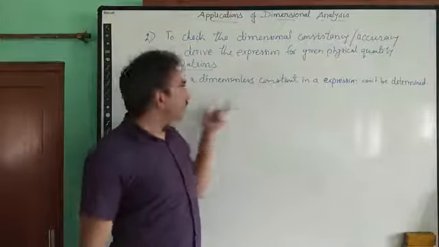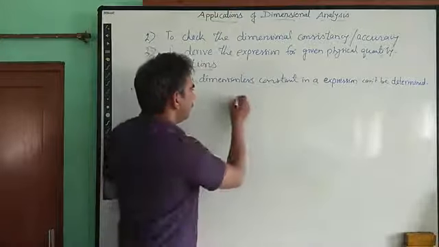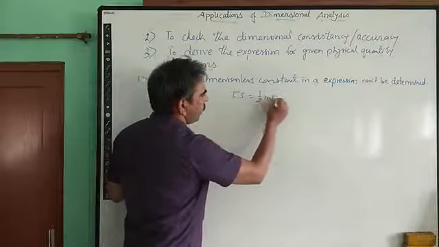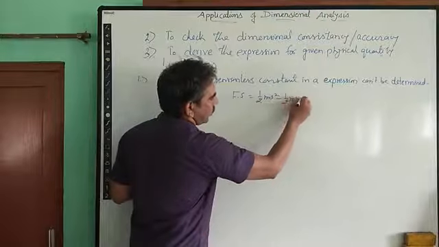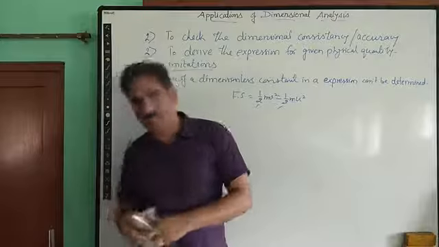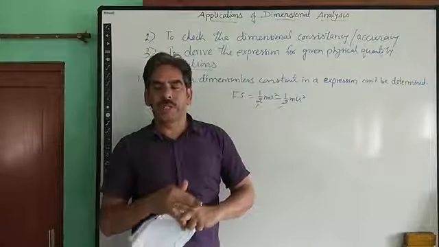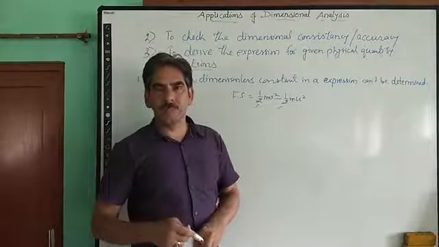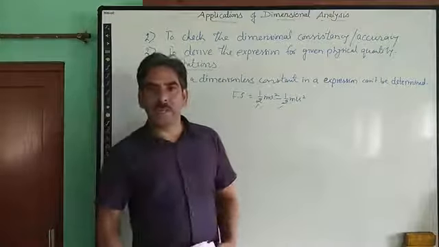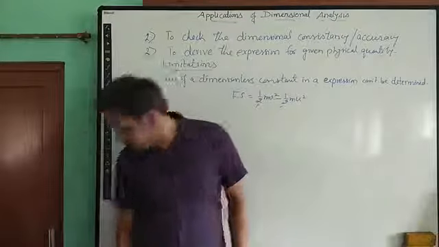Just like we have in this expression, Fs is equal to half mv square minus half mu square. So we don't have the method to find out the value of these constants. So these are already numerical values half, but there may be some constant values which cannot be determined dimensionally because they have no dimensions. Okay.